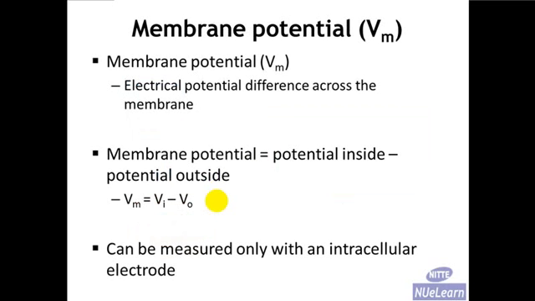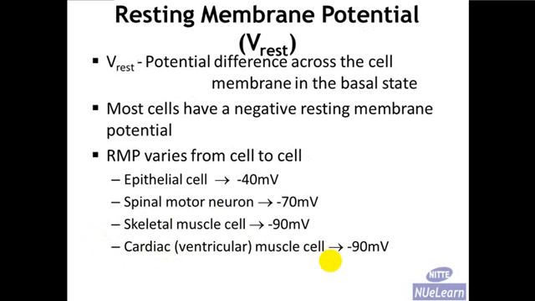So, to formally define, membrane potential can be defined as the electrical potential difference across the cell membrane. Therefore, it would be the potential inside minus the potential outside. And what one needs to remember is that membrane potential can be truly measured only with an intracellular electrode. The membrane potential of a cell which is electrically quiescent, a cell which is at rest, is referred to as the resting membrane potential, and almost all cells that have been recorded from display a negative resting membrane potential.